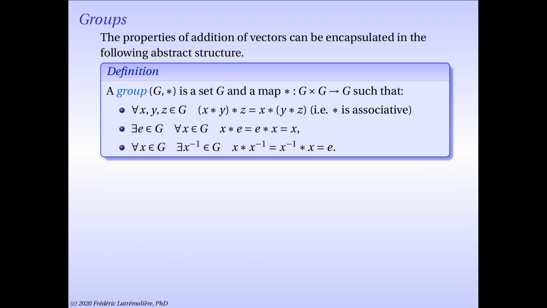Let's begin with groups. The properties of addition of vectors can be encapsulated in the following abstract structure. A group (G, star) is a set G and a binary operation on G which satisfies the following three properties. Star is associative. There exists a neutral element for star, and every element of the group has an inverse for star.